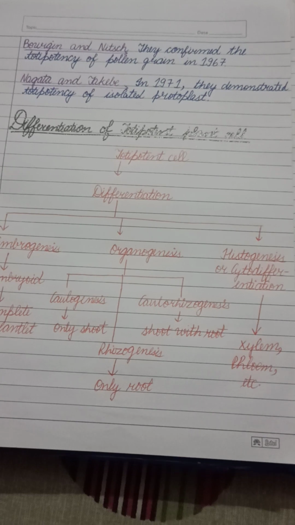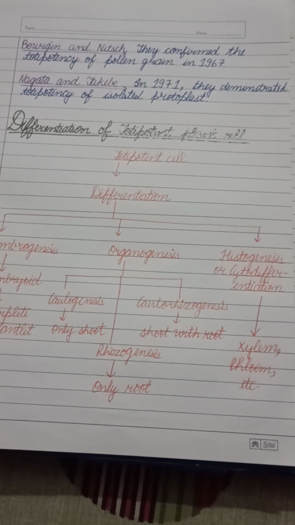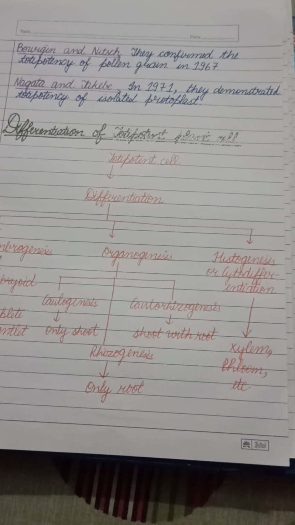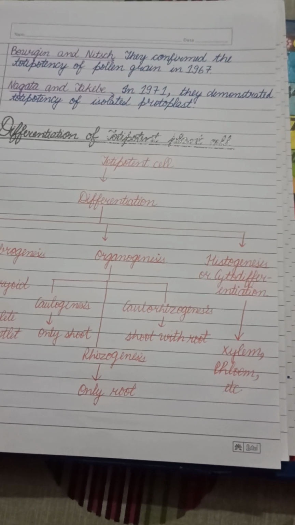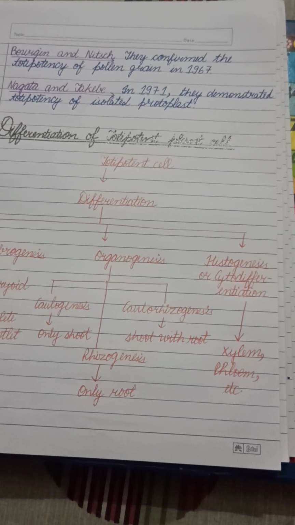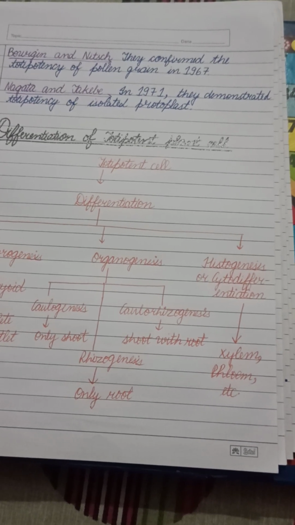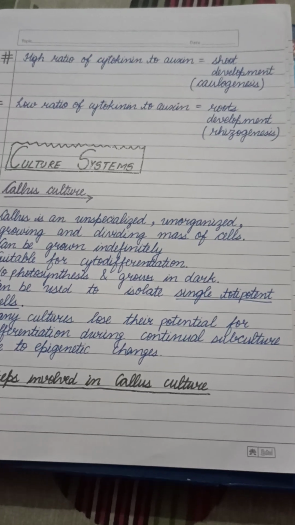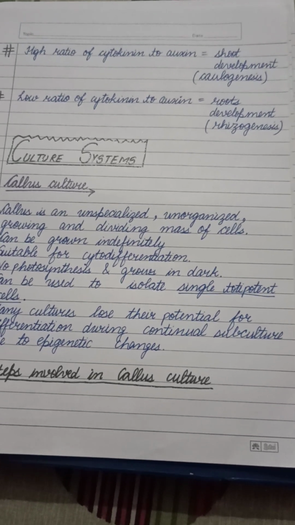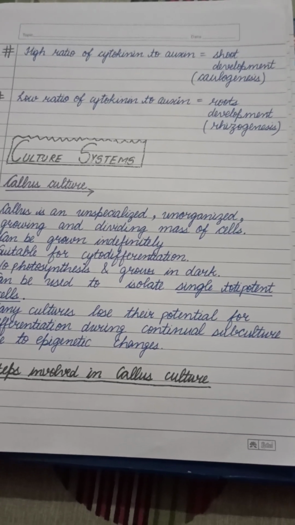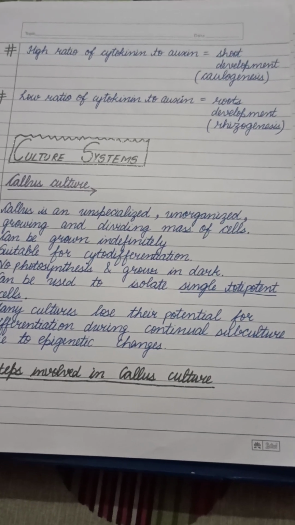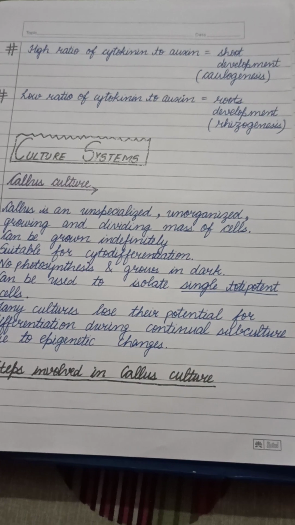In callogenesis, only shoots are developed. In rhizogenesis, only roots are developed. In callorhizogenesis, shoots with roots are formed. Histogenesis or cytodifferentiation: in this, xylem and phloem are developed. A high ratio of cytokinin to auxin leads to shoot development, that is caulogenesis. A low ratio of cytokinin to auxin leads to root development, that is rhizogenesis.